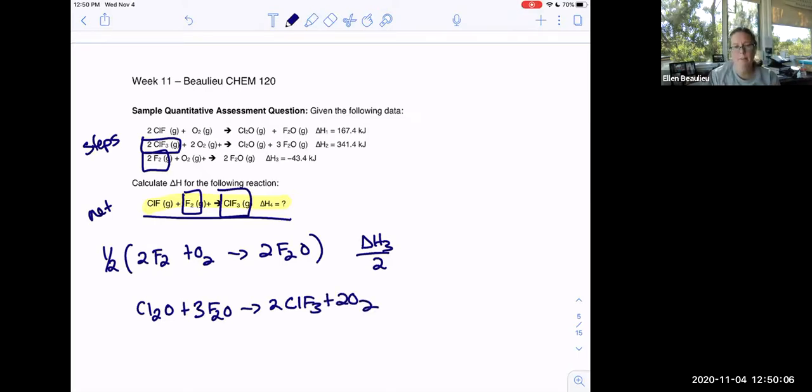Everybody see that? I want ClF3 as my product, but in my step, it was a reactant. So I have to flip it. Am I done manipulating this reaction? Do I need 2 ClF3s?